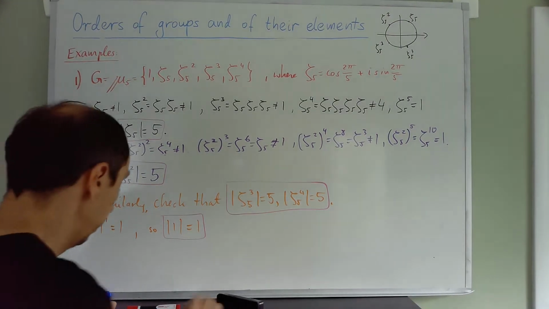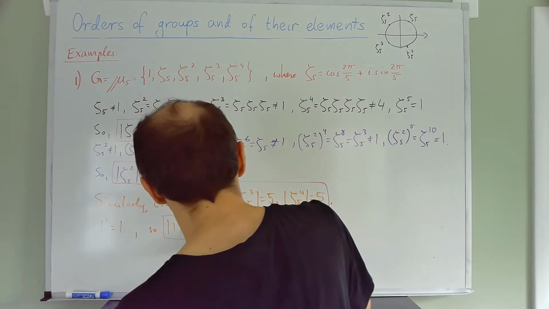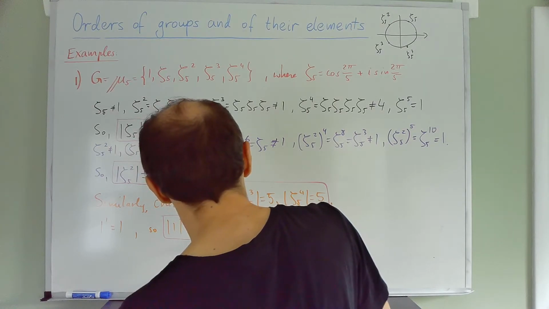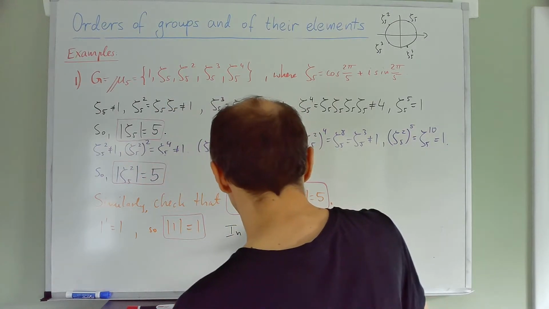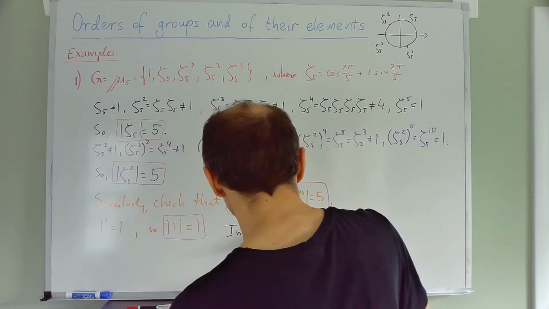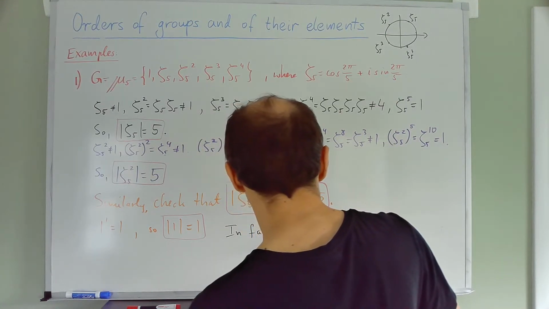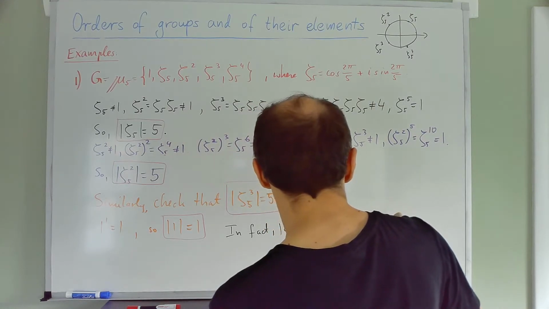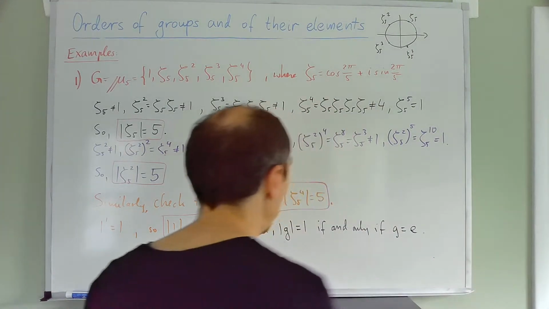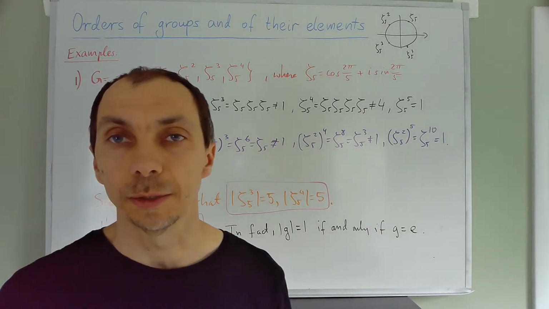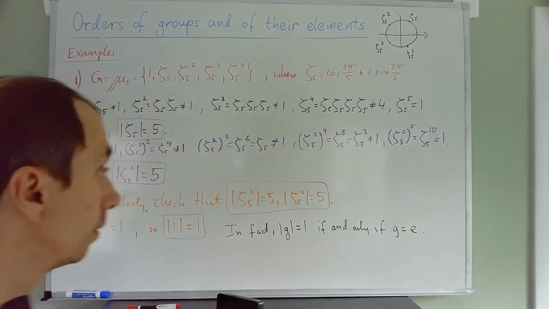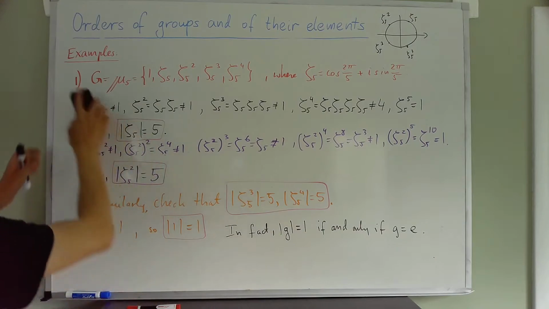In fact, the order of g is 1 if and only if g is the identity. You can think about it. This is just absolutely clear. Let's do another example.